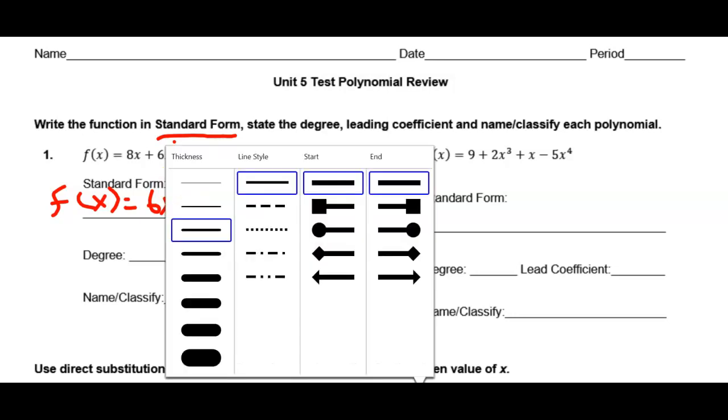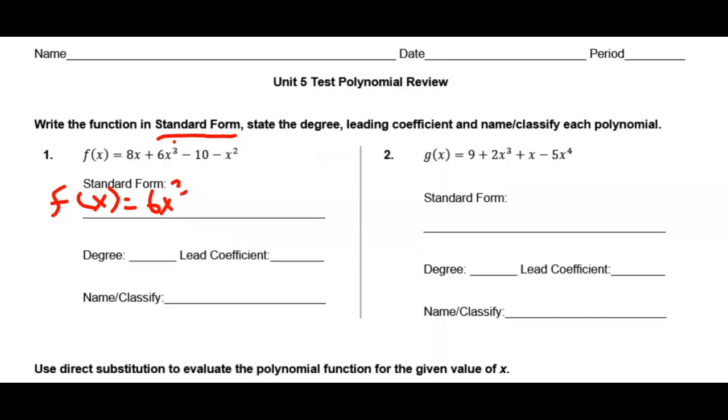Let's make this thinner. Okay. So let's start over. F of x. This is not a good stylus.